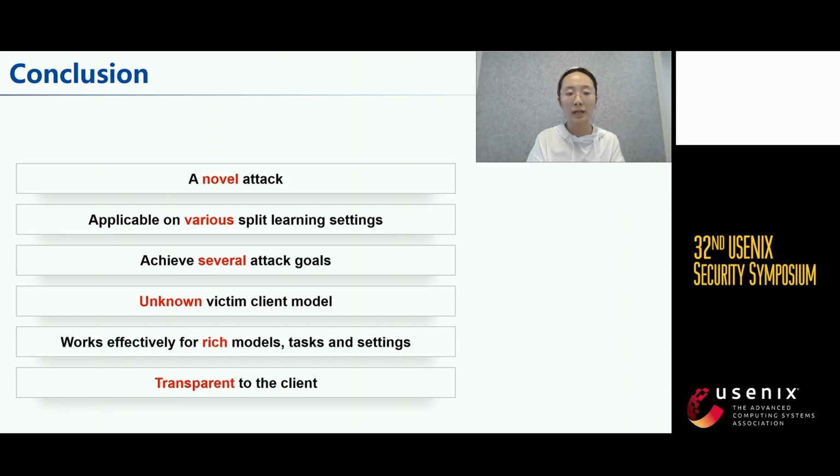Comprehensive experiments demonstrate that PCAT works effectively for rich models, tasks, and settings. The whole attack process is transparent to the client, which thus reveals a serious privacy risk of split learning.